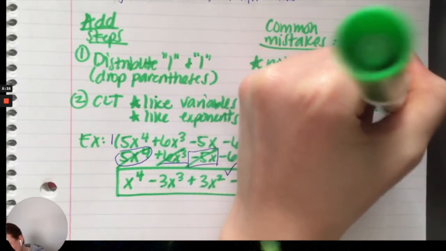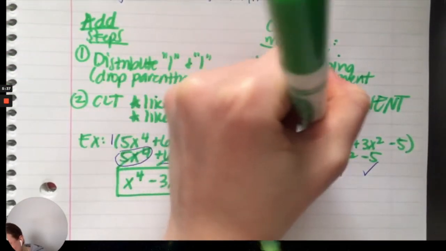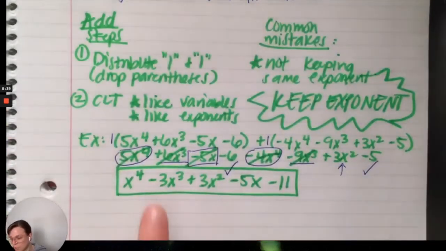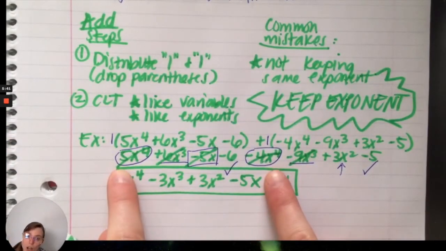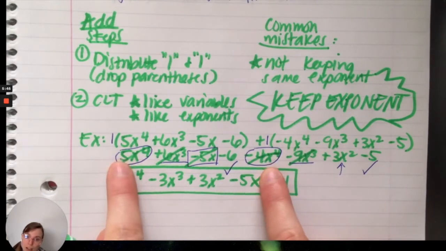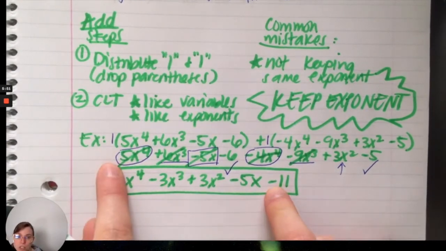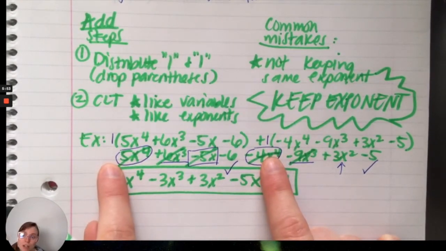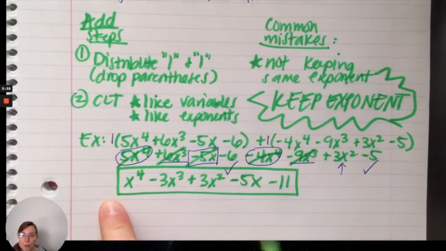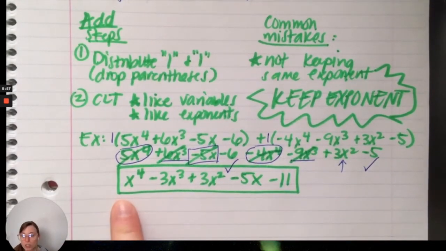So your reminder is to keep the exponents. Notice when I was combining my like terms, I took this 5x to the 4th and minus 4x to the 4th. I combined them to do 5 minus 4 equals 1, but I kept the x to the 4th. If it helps, think of this as 5 apples and negative 4 apples. You owed somebody 4 apples. You're left with 1 apple.